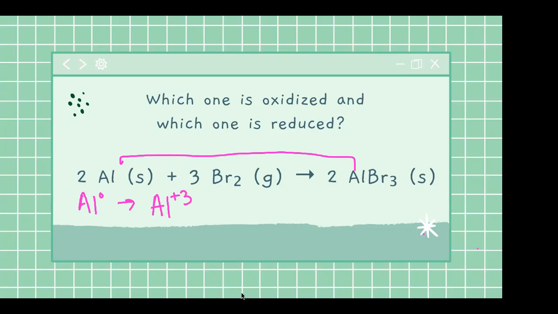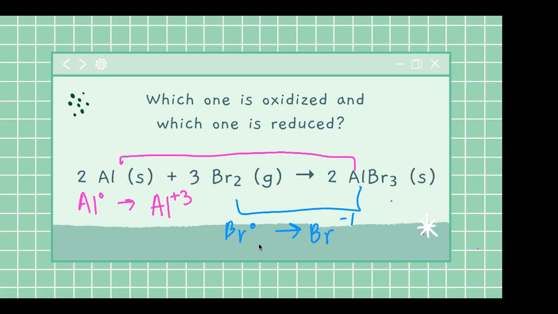Kaylin, let's see. Br0 turns into Br -3 or -1, but there's 3 of them. Anyways, it's still negative. So Br is -1. That is how we know what the charges are to make these half reactions, and we have to make these half reactions in order to see which one's being oxidized and reduced.